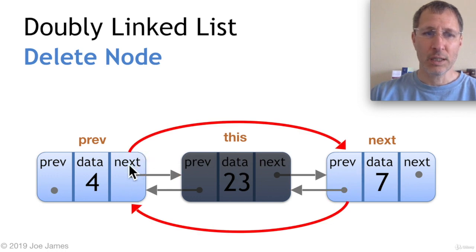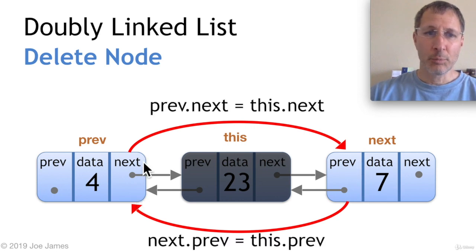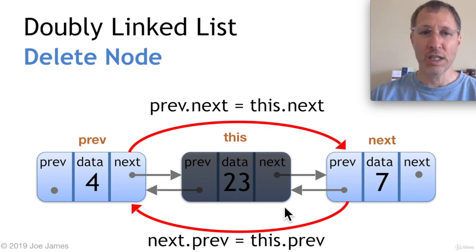So what we do is we change 4's next pointer. Instead of pointing to this, it has to point to this node's next node. And then for 7's previous pointer, instead of pointing to this node, it has to point to this node's previous node. So we basically do 2 adjustments here. Prev.next equals this.next, and next.prev equals this.prev. So those are the 2 changes that we do to cut this node out of the list.